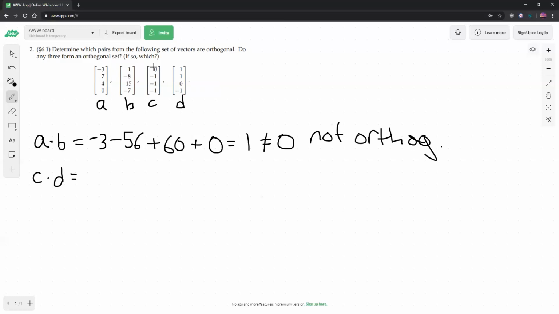C and D, right? So we have a 0 times a 1, that's a 0. A -1 times a 1, that's -1. -1 times 0 is 0. And -1 times -1 is +1. So we only have 2 terms, and they actually do add to 0, so that's good. So we know that C and D form an orthogonal pair.